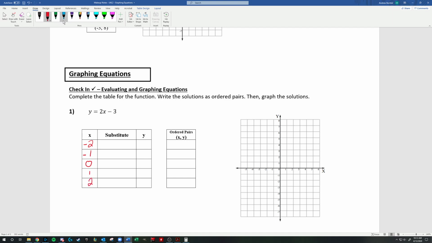Don't forget to write your answers as ordered pairs over here. And then you're going to use those ordered pairs on the graph. So again, complete the table, write the solutions as ordered pairs, and then graph those solutions. When you finish this, take a picture and send it to Mr. Bechtel.